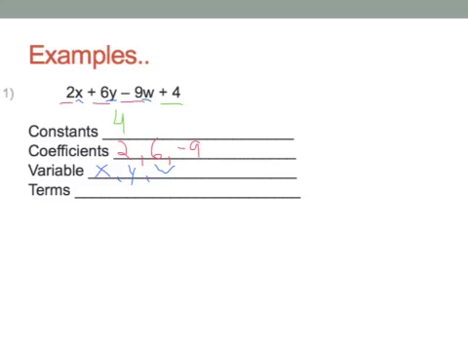And then terms, to count the terms, there's always one more than there are addition or subtraction signs. So if you look at the signs, we have one plus sign, one subtraction sign, and another plus sign. So we have 3 signs. That means we have 1, 2, 3, 4 terms. So we have 4 terms. They would consist of 2x would be one term, 6y would be one term, -9w would be one term, and 4 would be the last term.